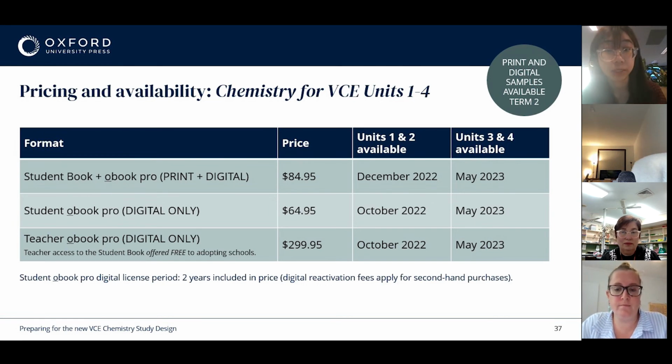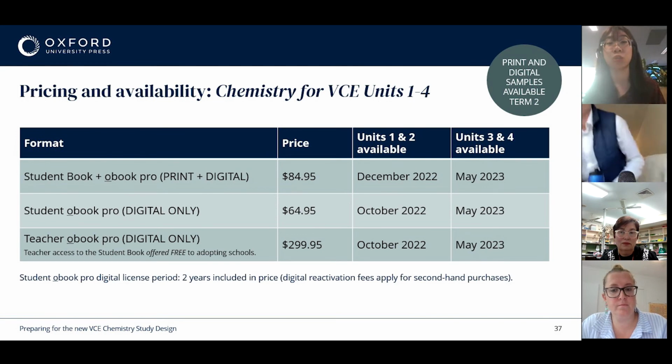In terms of pricing and availability, you can find this information in the following table. Units 1 and 2 will be available later this year, and 3 and 4 term 2 next year. Complete print and digital samples for Unit 1 and 2 will be available at the end of term 2 to help with your book listing decisions. Also, just wanted to note that the student digital licensing period is 2 years. So after year 11, students will still have access if they need to go back and fill in any gaps in their understanding that they find when they're working through the year 12 curriculum. So I think that's quite handy.